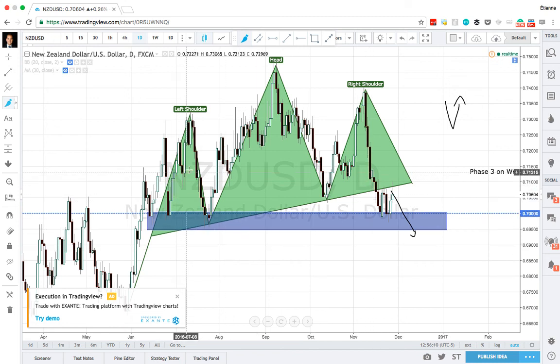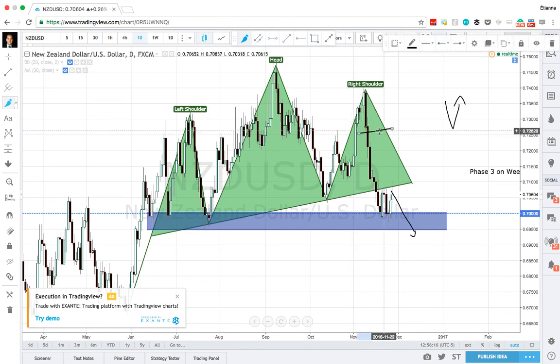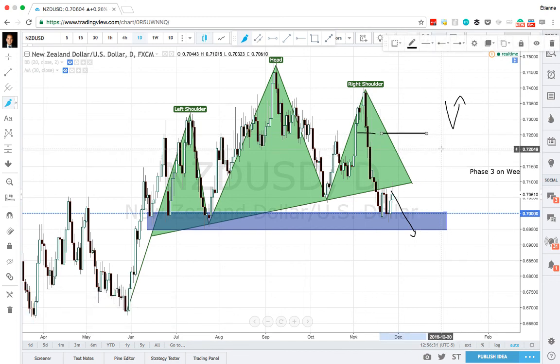NZD/USD, I still have the trade open since it's been a really long time now. I entered here on a Bollinger Band reversal trade. I placed a stop loss above, and now I think the stop loss is at break even. So I'm clean, I'm fine on this trade.